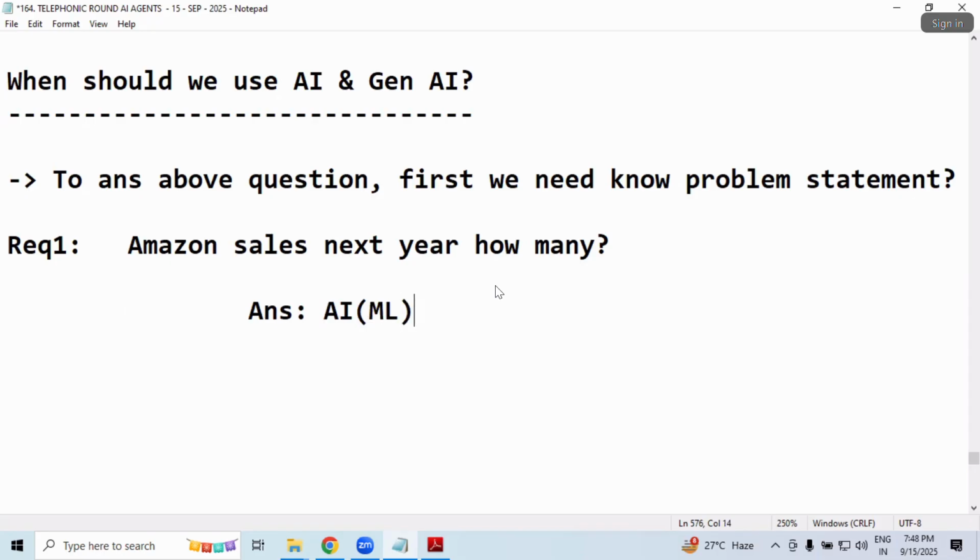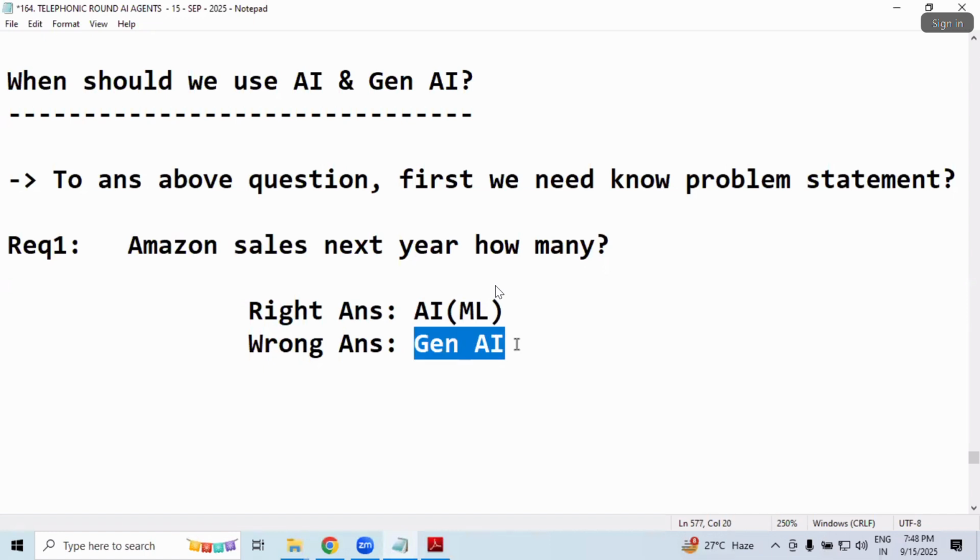Gen AI will not do this task. The wrong answer is Gen AI, and this one is the right answer. Gen AI will never do the prediction. Listen carefully: AI will do prediction. Gen AI's target is not to do the prediction. Make a note, this point is important.